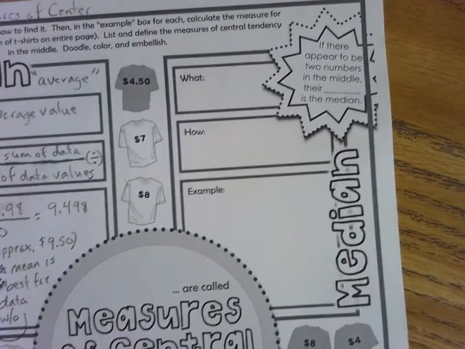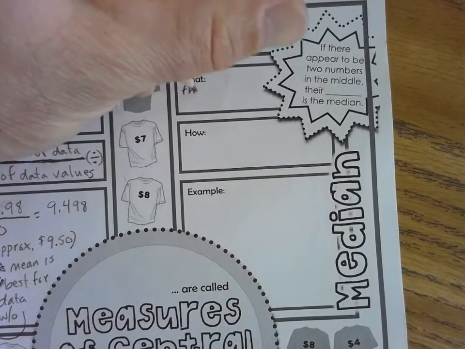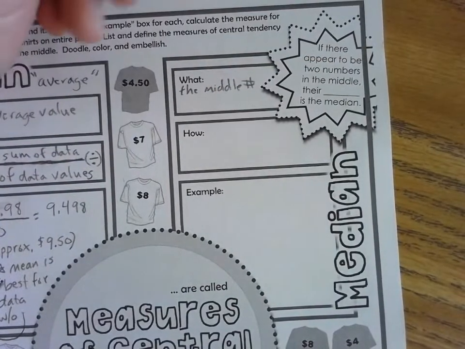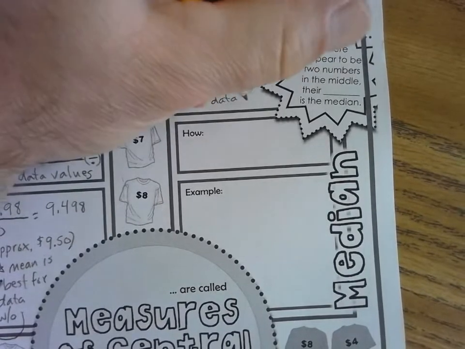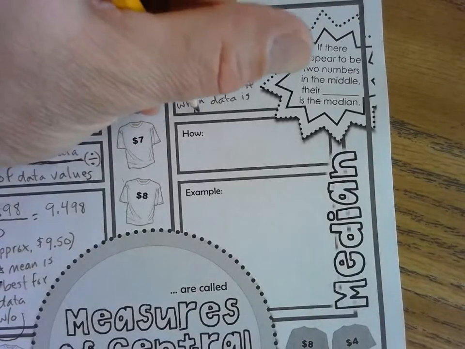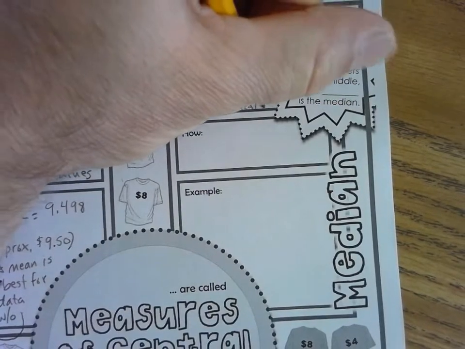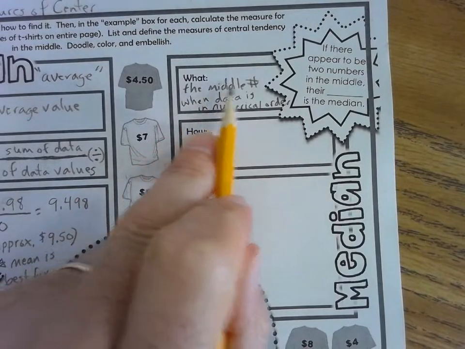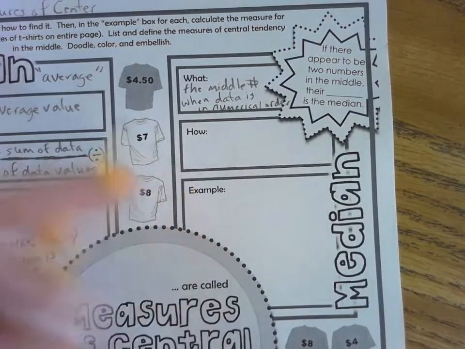All right, so over here is median. What is the median? The median is the middle number when data is in numerical order. I'm writing it right here small: the middle number when data is in numerical order. Okay, so how do you find that?